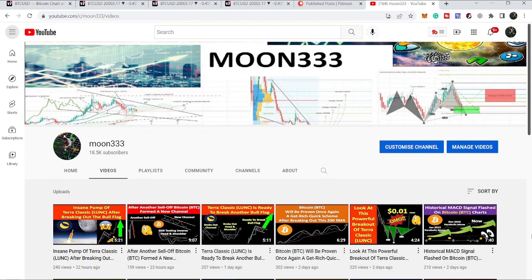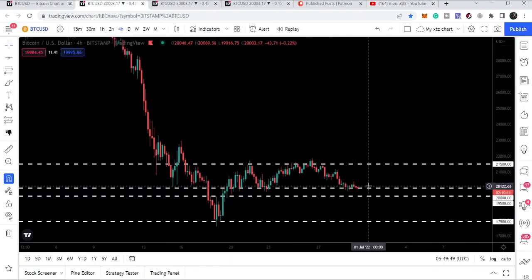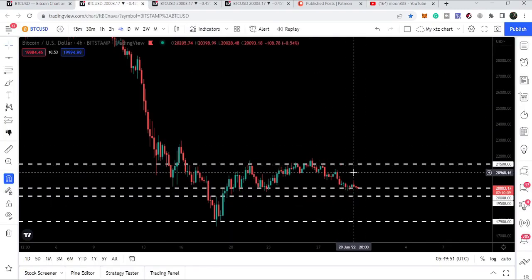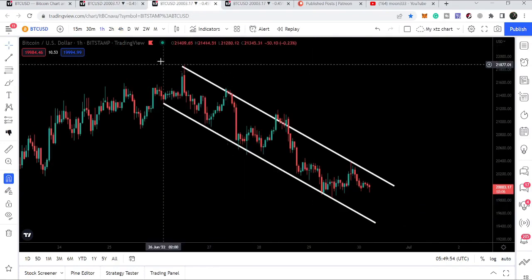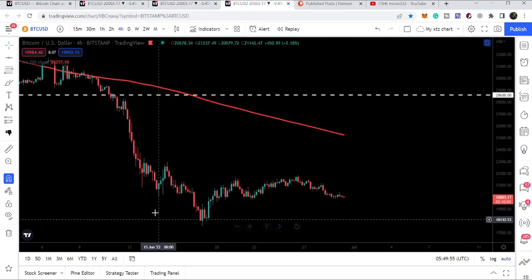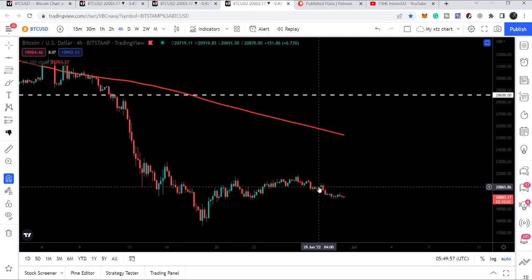Hope you're well and welcome to the new update on Bitcoin. Bitcoin is right now moving at the support of $20,000, and in today's video we will take a look at this move, and I also want to show you this down channel, and we will also take a look at this inverse head and shoulder pattern as well.